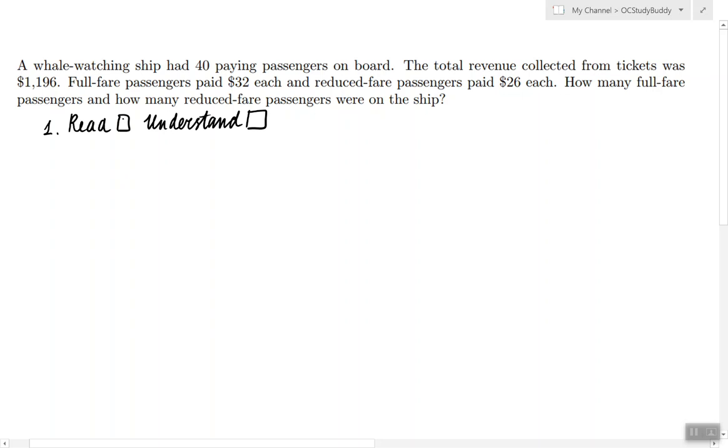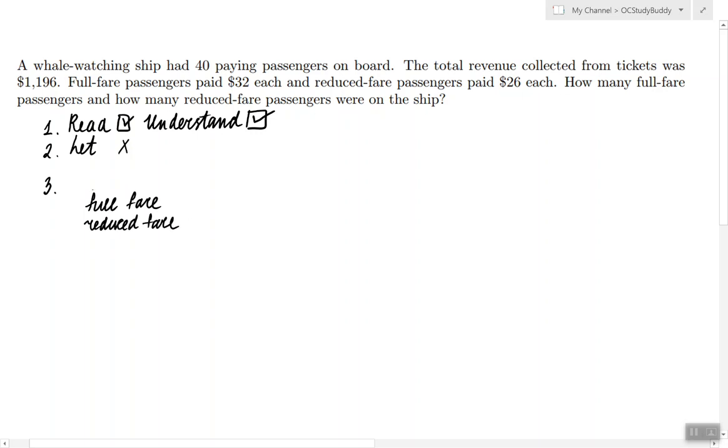So we read it, we understand it, and in step 2 usually we introduce the variable, but let's hold on to it. Let's organize the data. What do we have here? We have two types of fares. So we have full fare and we have reduced fare.